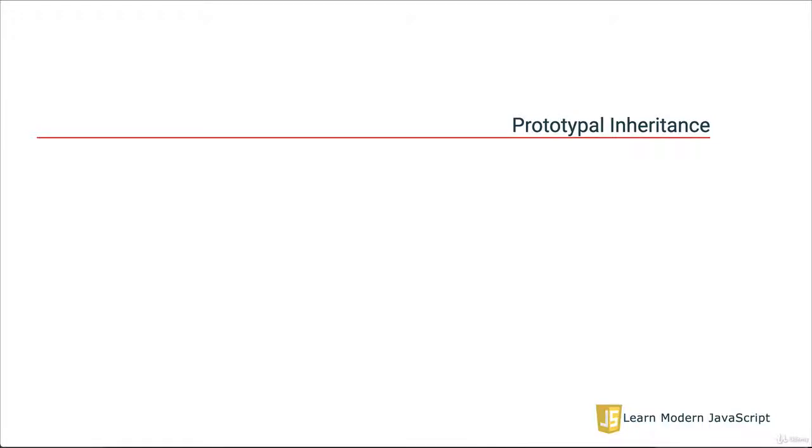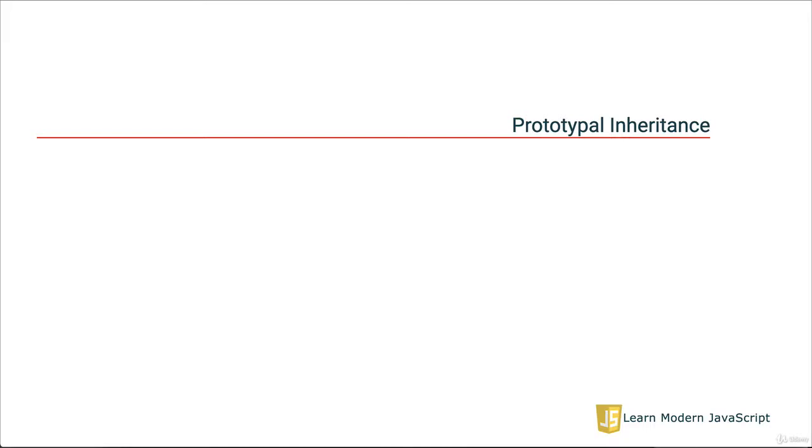The fourth important feature of JavaScript that we're going to deal with is prototypal inheritance. I'm going to divide this into two topics. We'll first talk about what the prototype is, and then we will look at how you can set the prototype. So first, let's deal with what the prototype is.